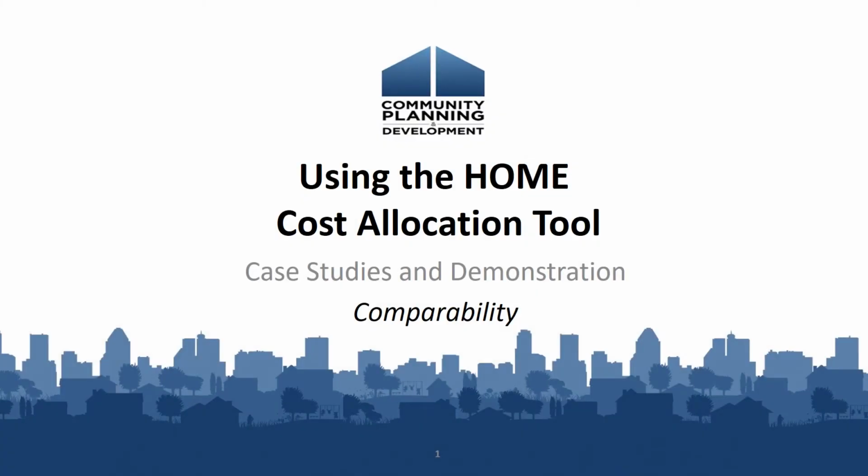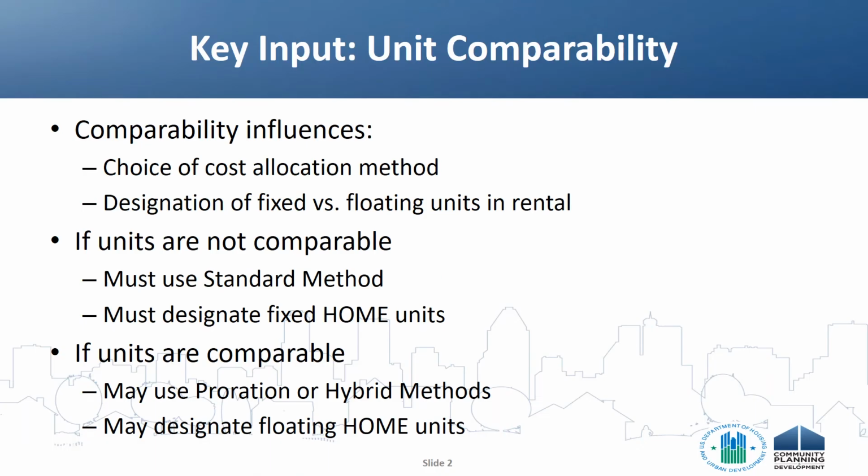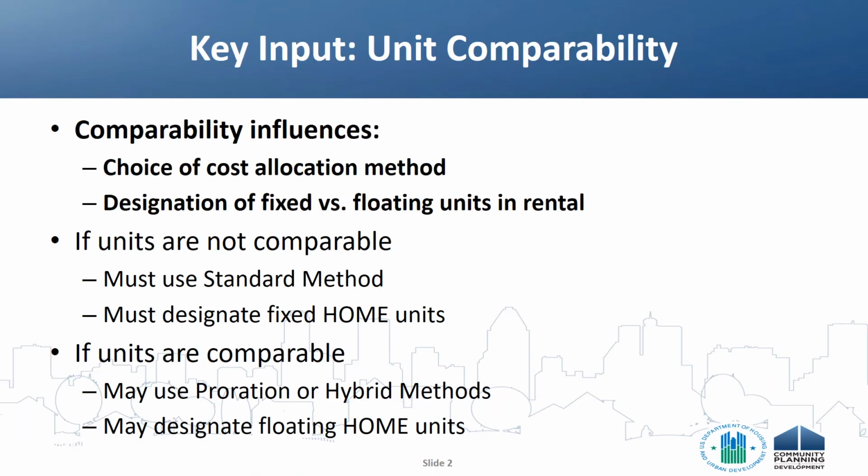In our second tutorial on the Home Cost Allocation tool, we will address the issue of comparability between the units in a development. The determination of whether units are comparable or not comparable influences two key decisions. First, in terms of the cost allocation process, the comparability determination helps drive which method of cost allocation we can use. And on a separate but somewhat related point, comparability will also drive the choice of whether a PJ designates fixed or floating home units in a rental project.